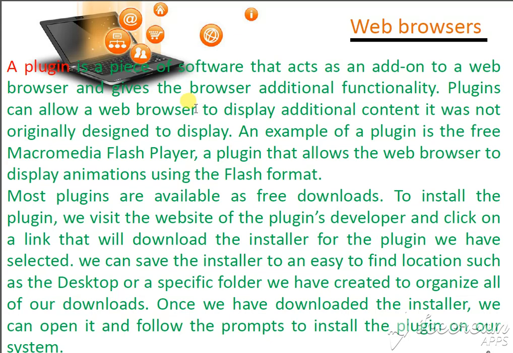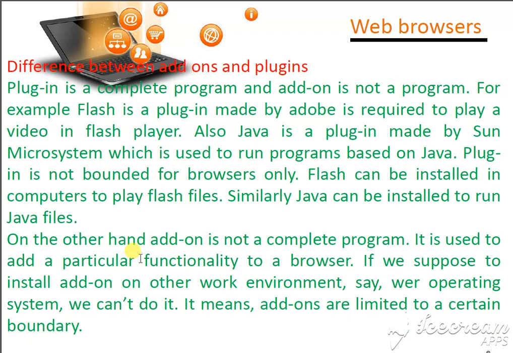A plugin means a piece of software that acts as an addition to the web browser and gives the browser additional functionality. When you get some additional functionality, that is known as a plugin. Plugins provide additional control not originally designed for display. This is free, like the Macromedia Flash Player, which helps you do different types of additional work, such as downloading or installing something. So what is the difference between an add-on and a plugin?